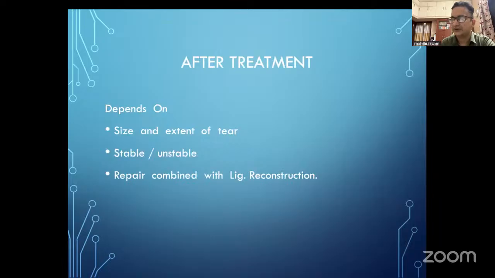Now coming to the after treatment, meniscus repair rehabilitation depends on the tear size, extent, and stability. Small stable tears we may allow early mobilization, while larger tears or unstable tears require restricted weight bearing. Rehabilitation is more conservative if repair is combined with ligament reconstruction, which ensures optimal healing and joint stability during the recovery period.